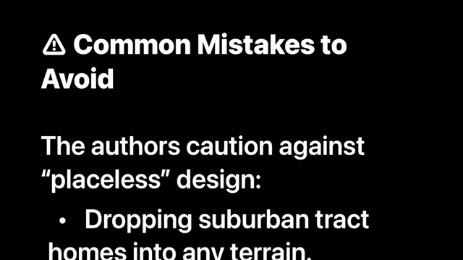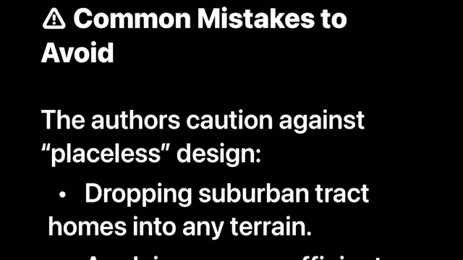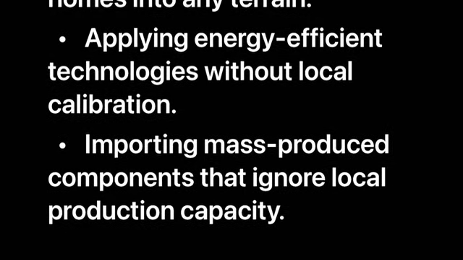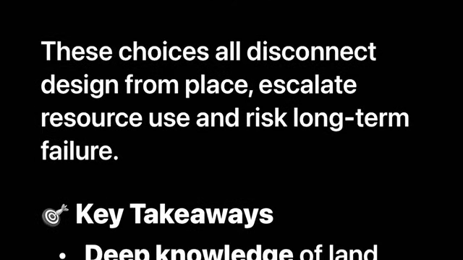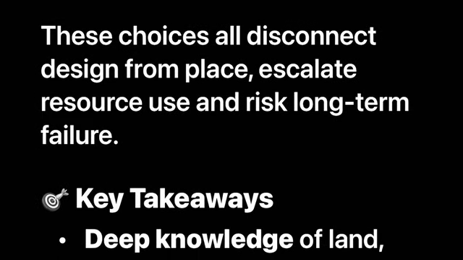Common mistakes to avoid. The authors caution against placeless design: dropping suburban tract homes into any terrain, applying energy-efficient technologies without local calibration, importing mass-produced components that ignore local production capacity. These choices all disconnect design from place, escalate resource use, and risk long-term failure.